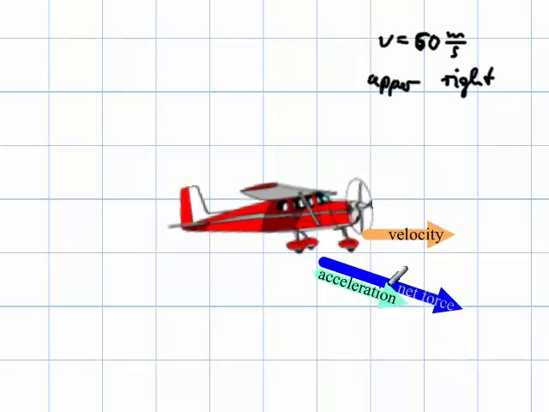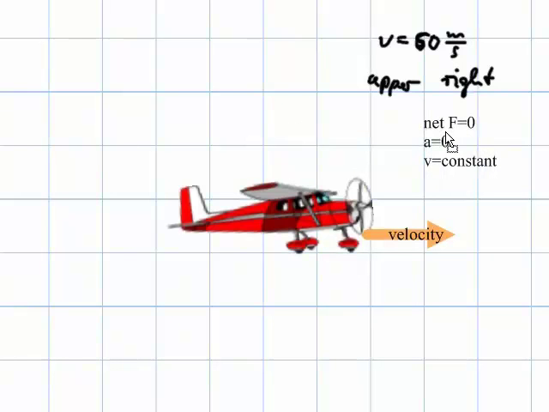Now the pilot decides that I just want to keep going at that 60 meters per second at constant altitude, which means I want to keep my velocity constant, and I can only do that if I have no force. So a moment ago, the airplane just moved to the right and was still getting faster. Now it just keeps moving to the right at a constant velocity. There's no force. Acceleration is zero. Velocity is constant.